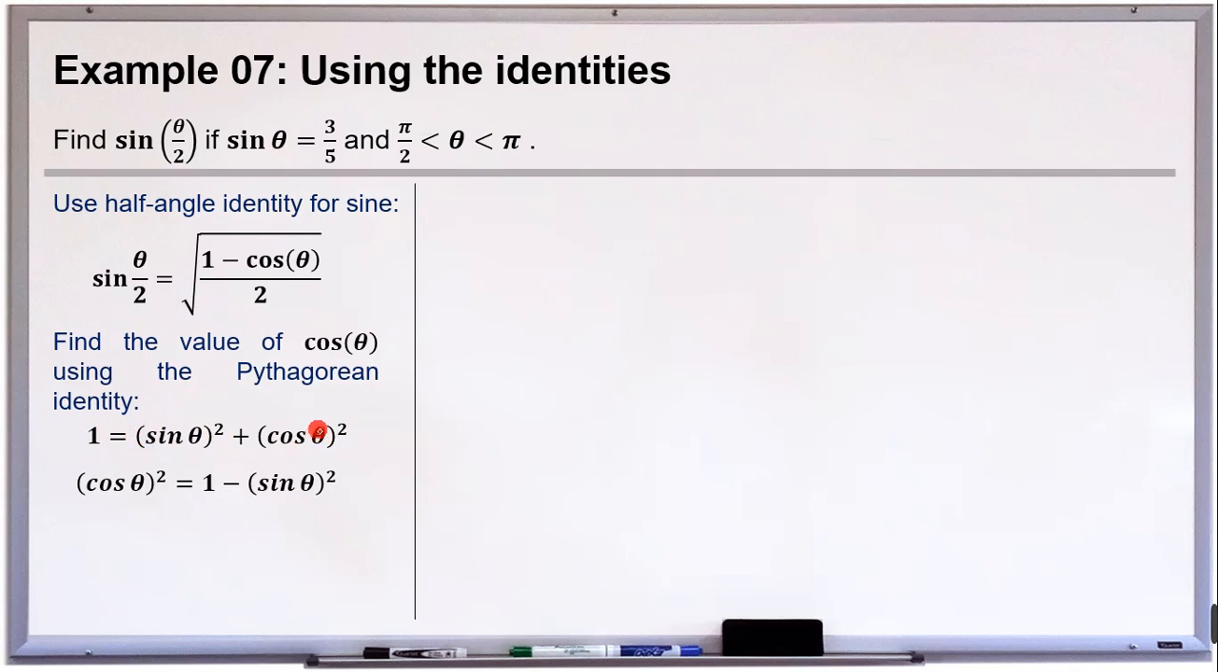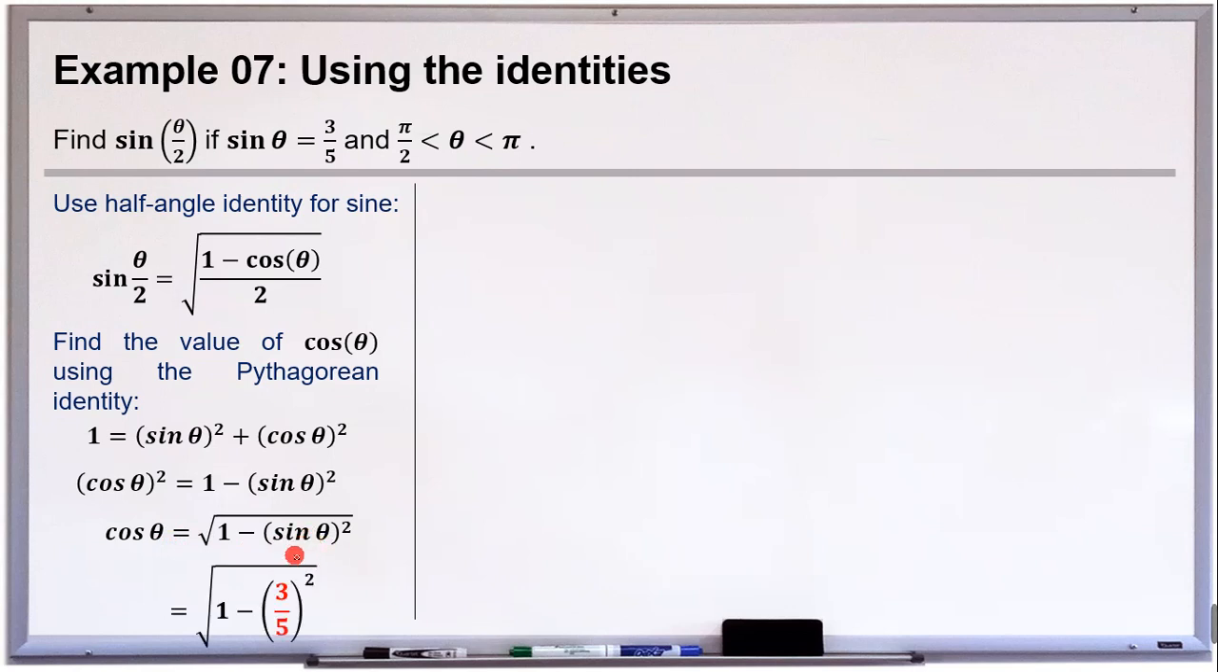Our goal is to solve for the cosine theta. So we will transpose sine theta squared to the other side. So we have this equation. Next, we take the square root on both sides of the equation. So you end up with cosine theta equal to the square root of 1 minus sine theta squared.